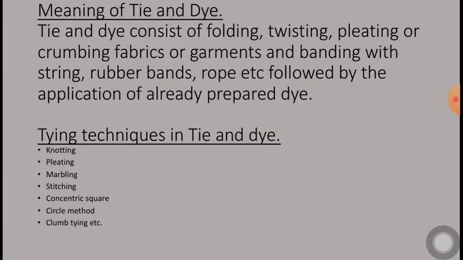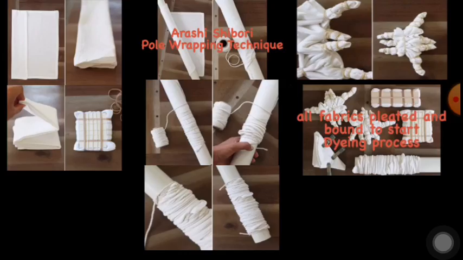Okay, so let's go to tying techniques in tie and dye. Now, there are a lot of tying techniques, but we just look into these ones. Number 1, we have knotting, we have pleating, we have marbling, we have stitching, we have concentric square, we have circle method, we have crumbling tying, etc. These are some folding techniques which you can apply on your white fabrics. Whatever folding technique you apply, you definitely get a design after you've applied your dye.